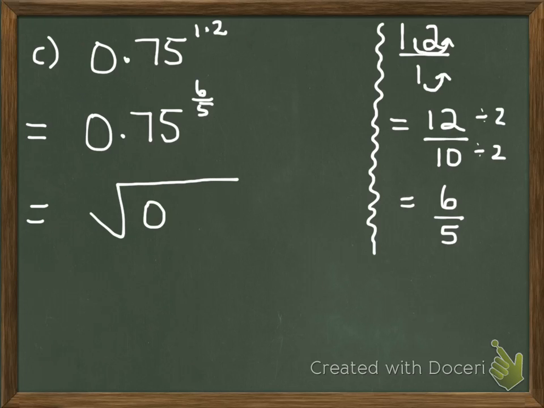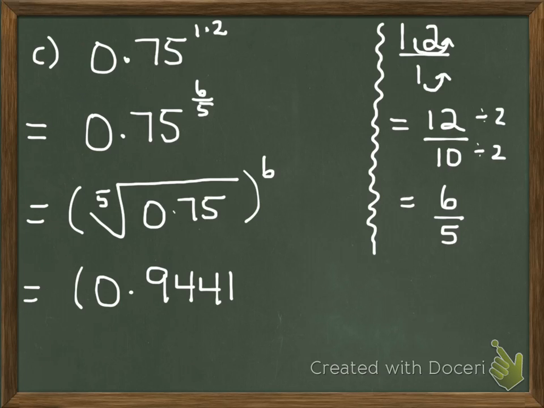So my base is 0.75, so that becomes my radicand. My denominator is 5, that's my index, and my exponent is the same as my numerator, which is a 6. Now this one's probably not as easy to do in your head because it doesn't work out to a friendly number, but if I use my calculator, the fifth root of 0.75 rounded to 4 decimal places is 0.9441. And if I raise that to the power of 6, so I take my answer and multiply it by itself 6 times, I'll get an answer of 0.7081.